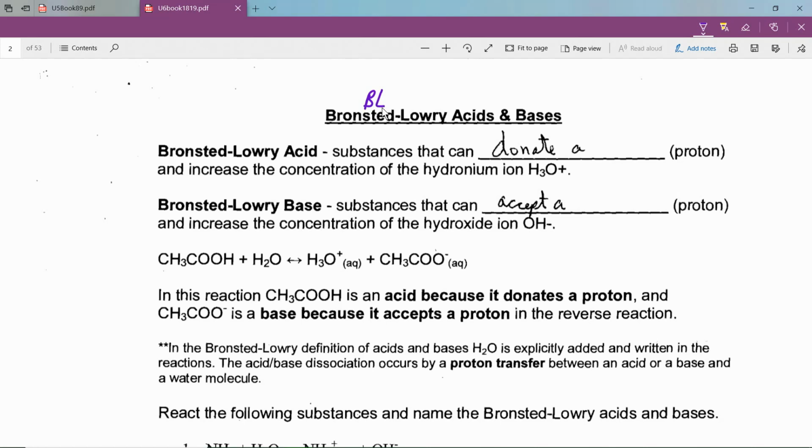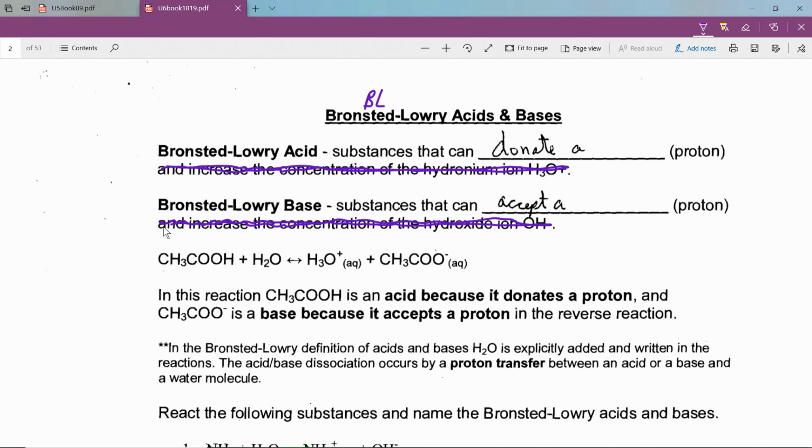So we'll classify a substance that can donate a proton to another substance as a Bronsted-Lowry acid. And I'm going to take this part out. I disagree with this part, so I'm just going to take that out there. So a Bronsted-Lowry acid donates a proton. What does it donate a proton to? It donates a proton to a Bronsted-Lowry base. So a Bronsted-Lowry base, or a BL base, accepts a proton from a Bronsted-Lowry acid.